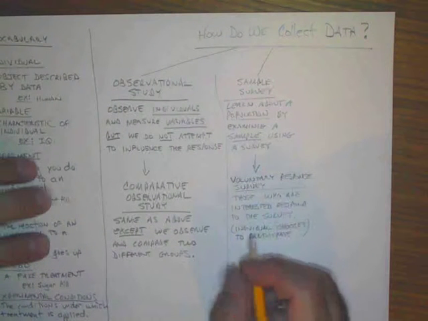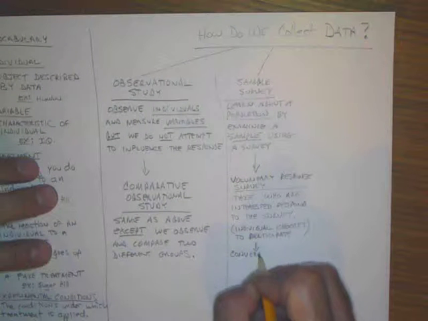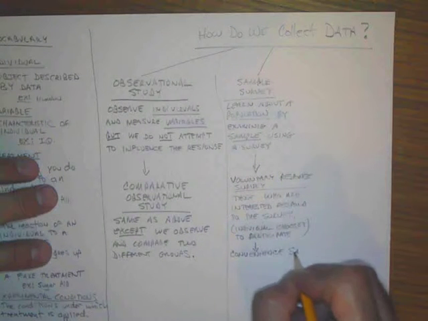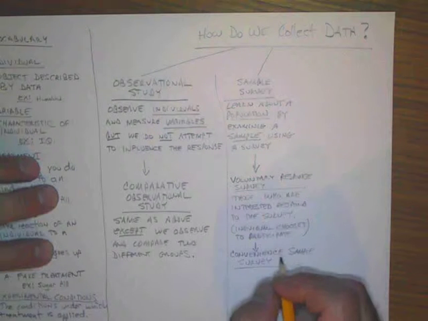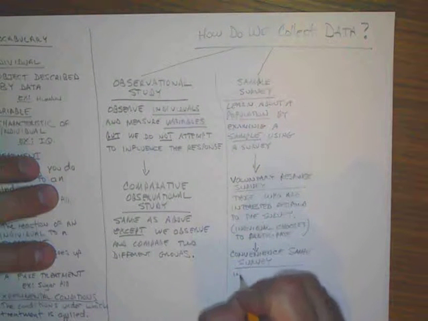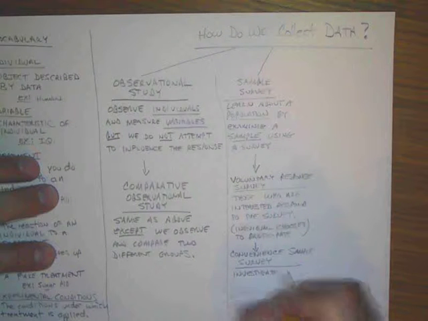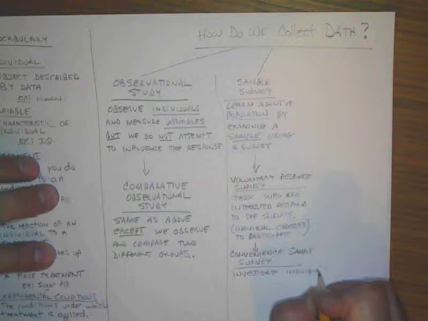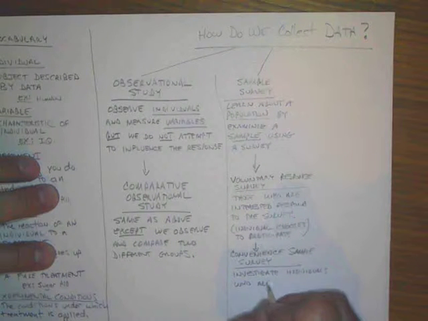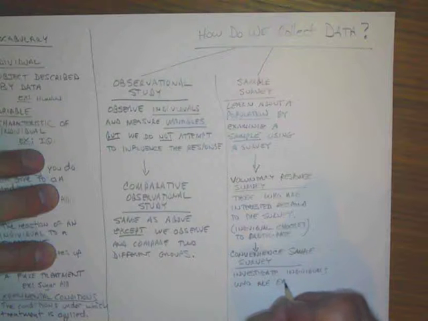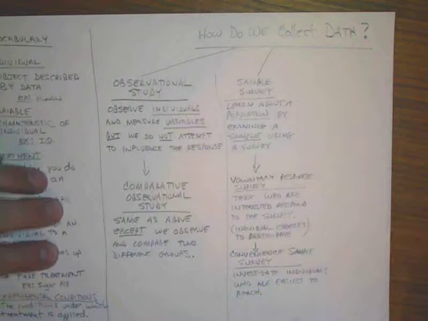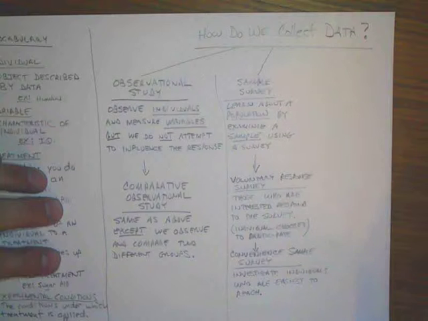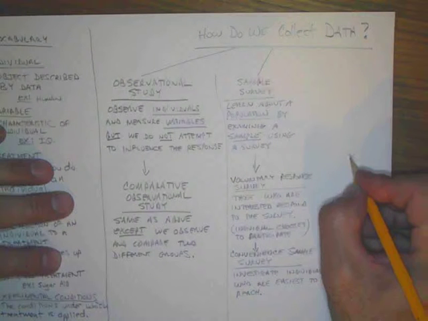The next type is called a convenience sample survey. And in this case, you investigate individuals who are easiest to reach. So, for example, you could stand by the lunch line and ask the people that walk by you. Those would be a convenience sample.